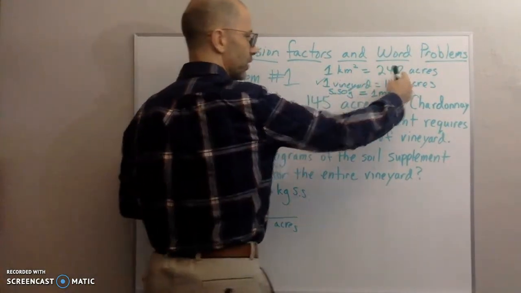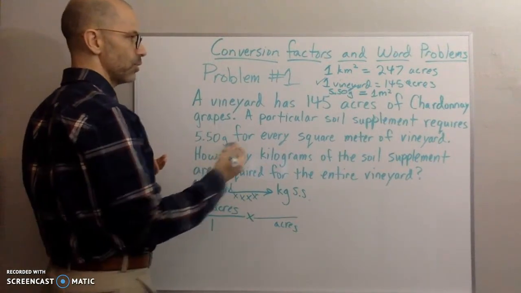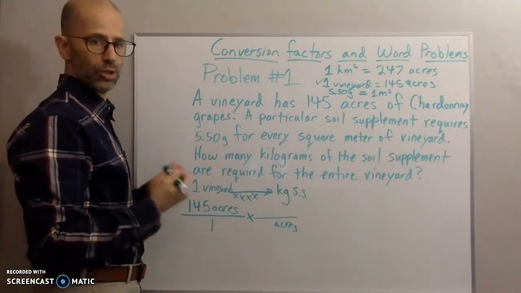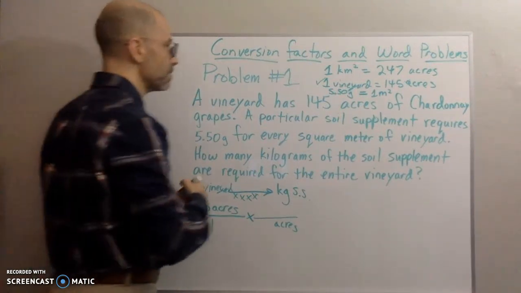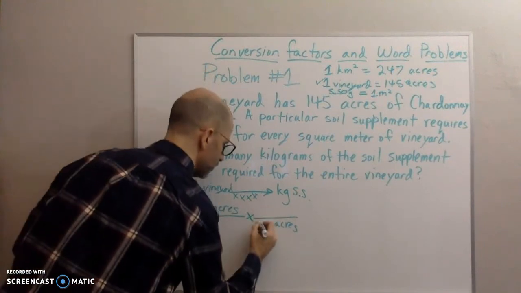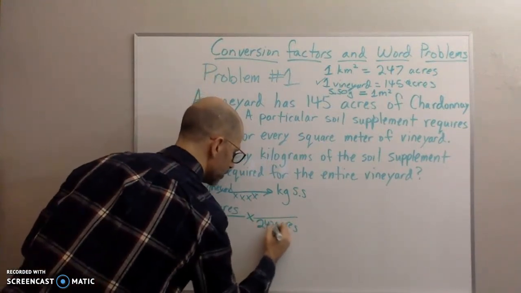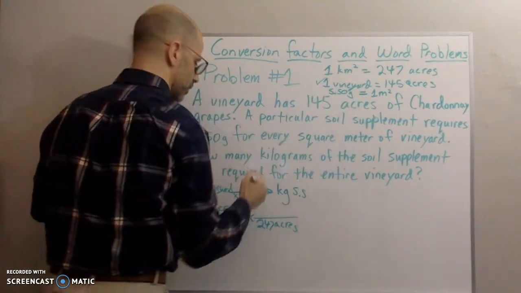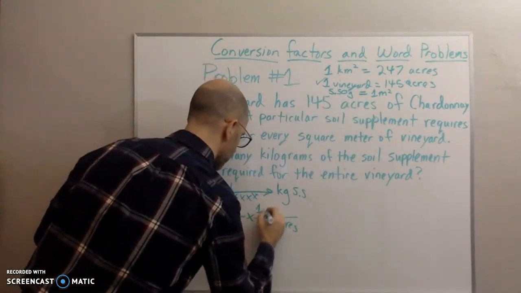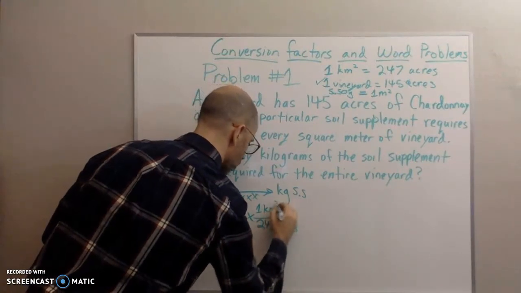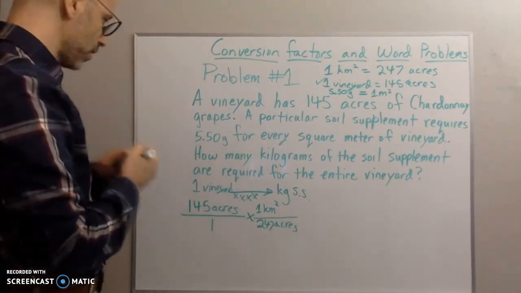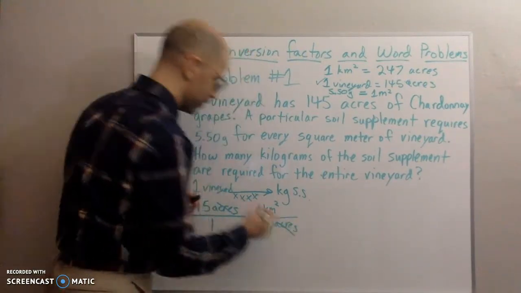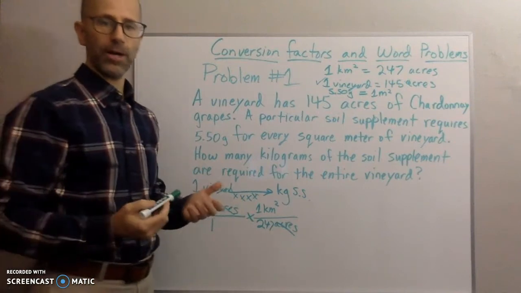In this case, this is the only one that has acres in it, so I'm going to use that one. I can convert acres to kilometers squared, or square kilometers, however you want to pronounce that. So it's 247 acres on the bottom, and I'm going to put 1 kilometer squared on top. Now I've got my kilometers squared, so acres can cancel out.